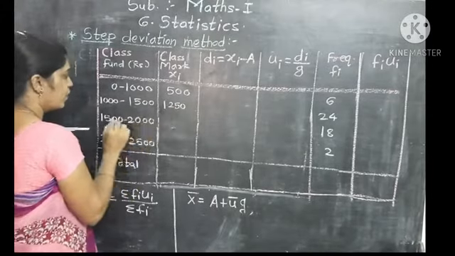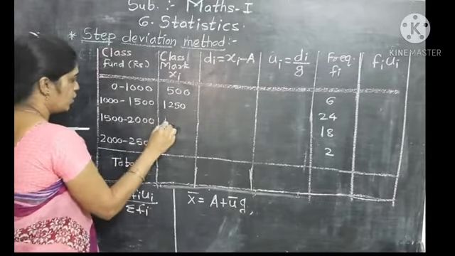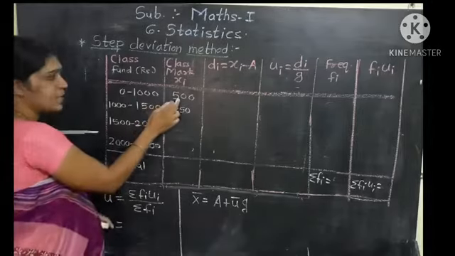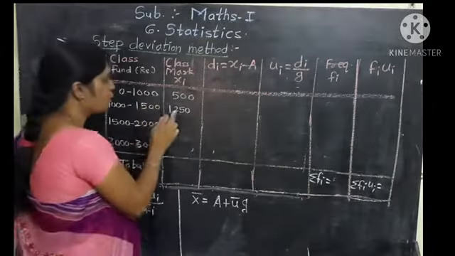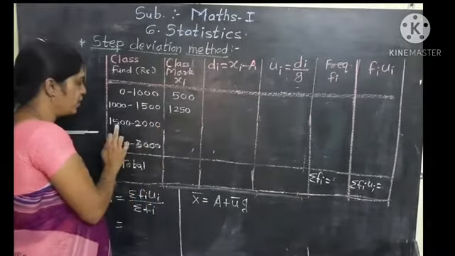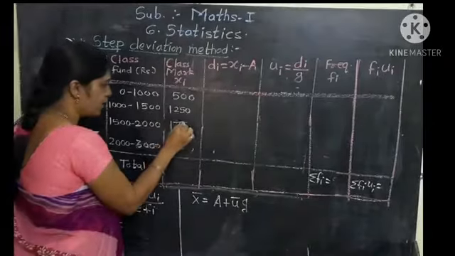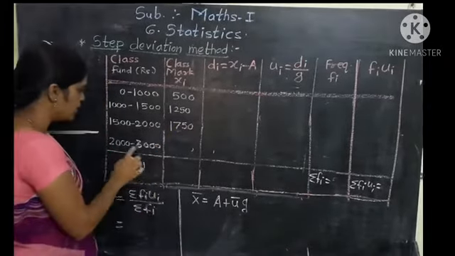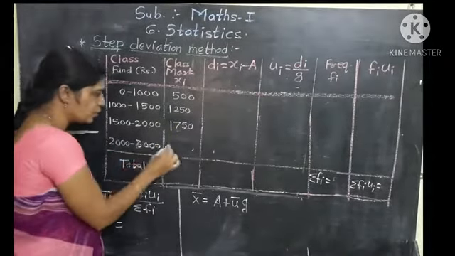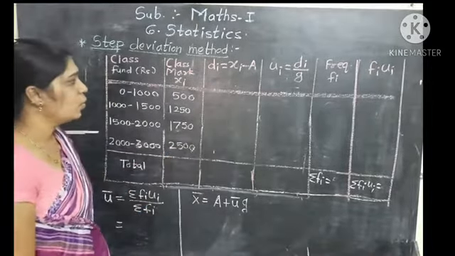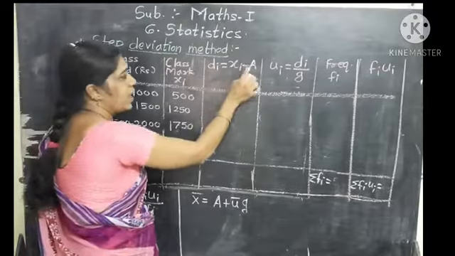1250. What is the class mark of this class? 1750. What is the class mark of 2000 to 3000? 2500. Now, di minus a.